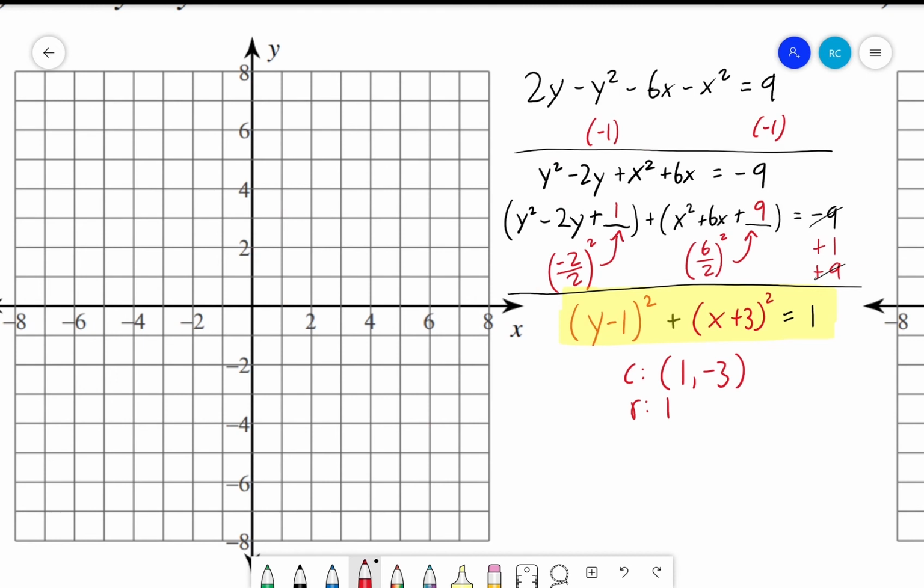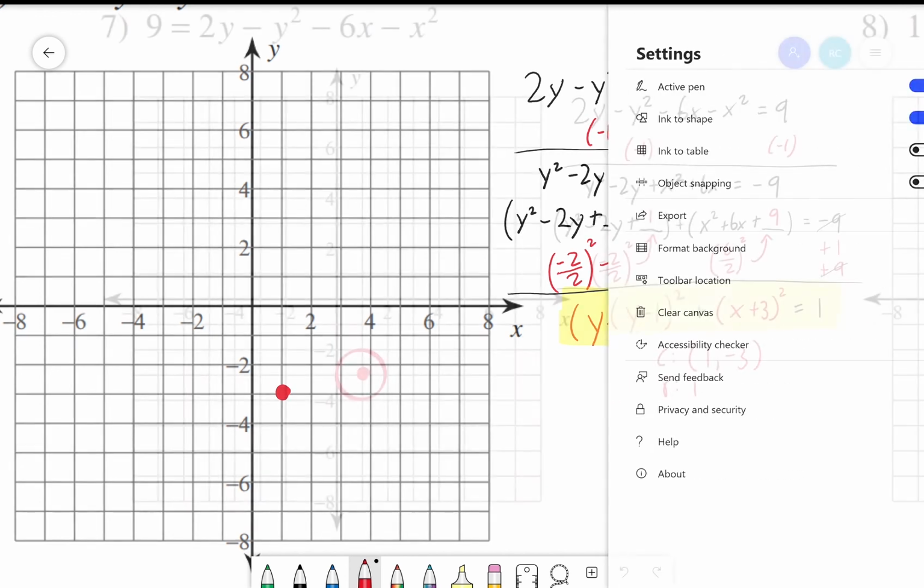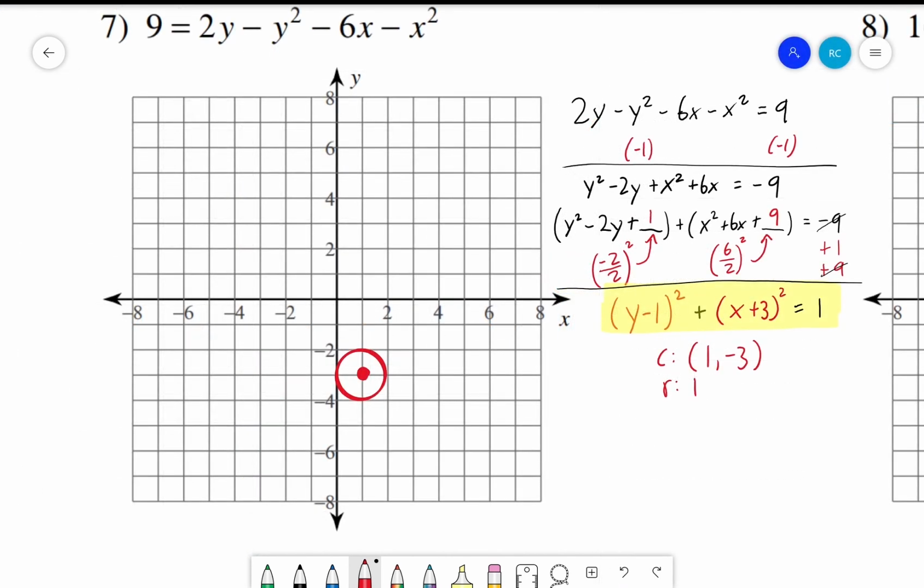All right, let's see. The center is 1, -3. That's that point right there. And the radius is only 1. This is going to be a teeny tiny little circle. And that's number 7. Once again, pause the video if you need to take notes. Otherwise, I'm going to move on to number 8.